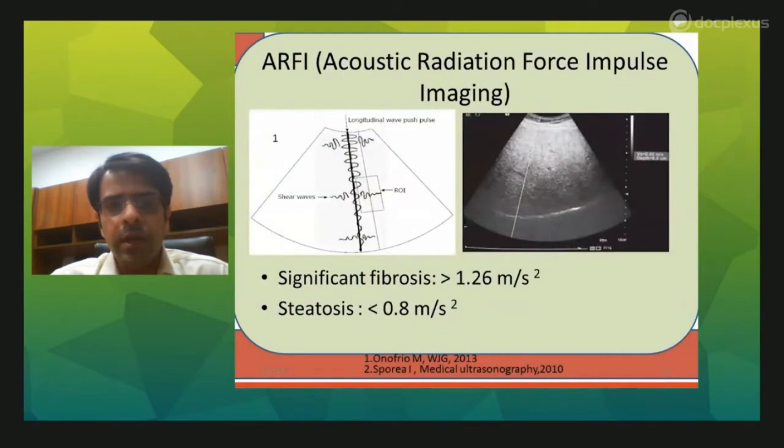There is one more test called ARFI, which is a sonography-based test, and depending upon the score, or the speed of the mechanical wave that travels through the liver, you can judge whether there is fibrosis or steatosis. If you get values less than 0.8, it is likely to be steatosis, and if there is significant fibrosis, then you get higher scores, like more than 1.26.